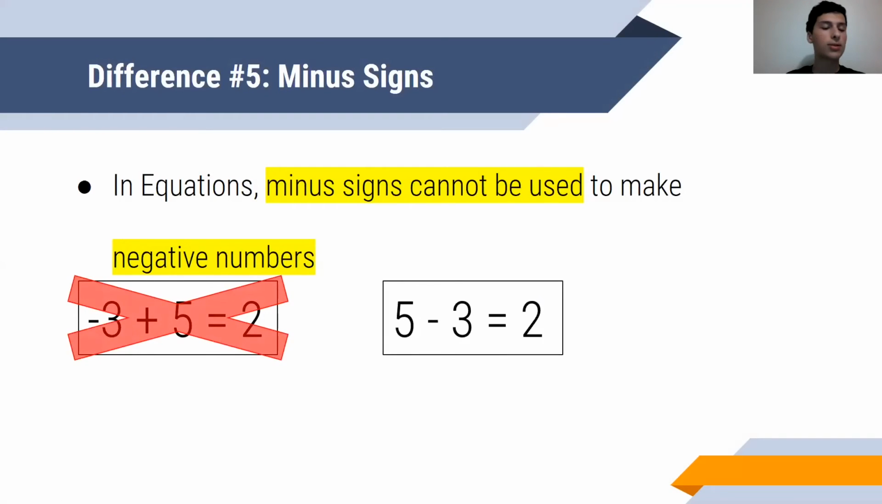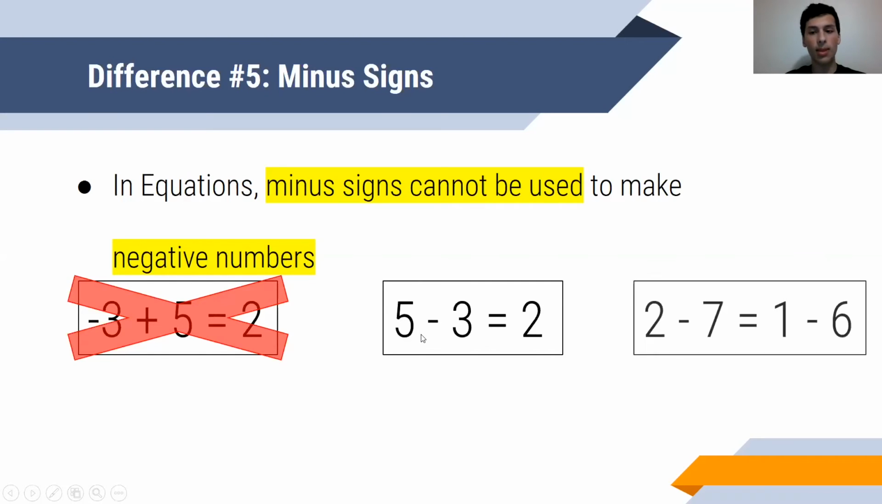In this one, however, it's the same thing except we're switching the order. In this example here, -3 is being added to 5. But in this example, +3 is being subtracted from 5. This is not a -3 itself. This is being used as a subtraction. The minus sign can only be used as a subtraction. And then in this example here, 2 minus 7 is -5. And then that's equal to 1 minus 6, which is -5.